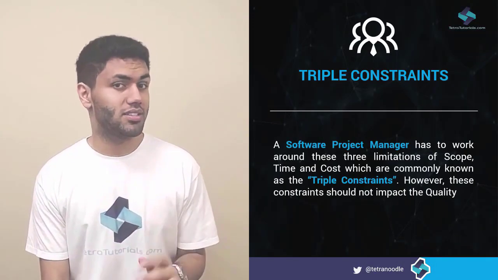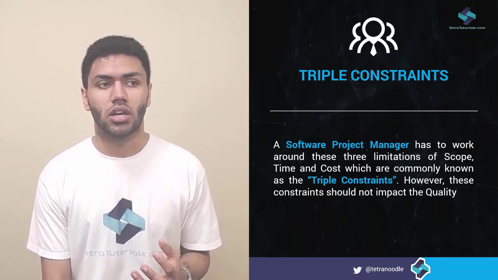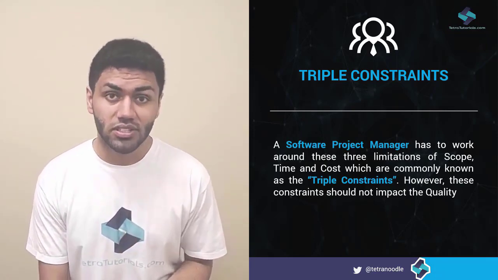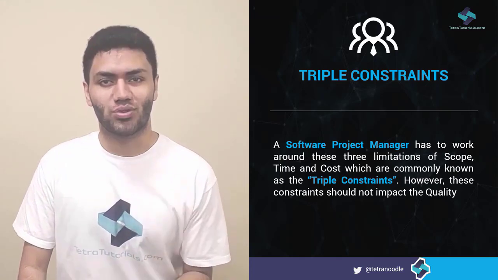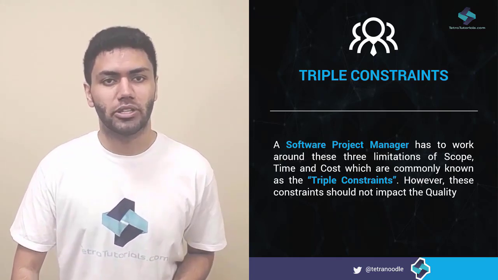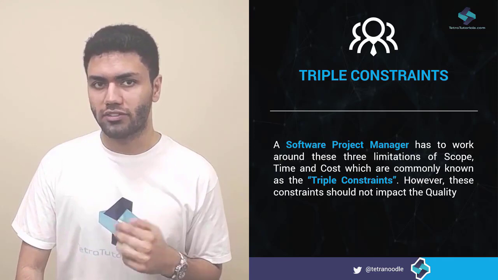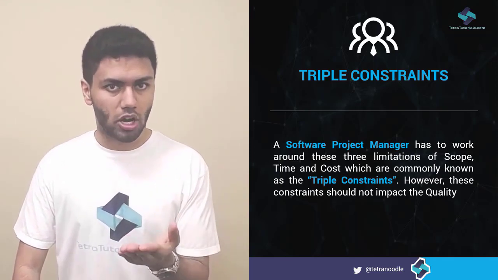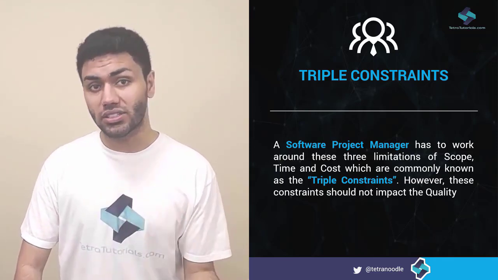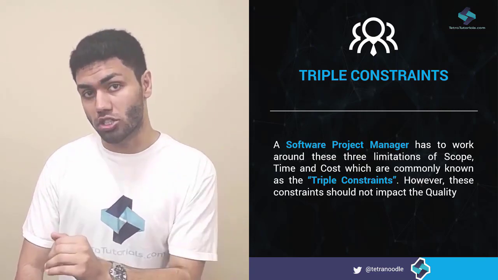Moving on, let's understand the infamous term, the triple constraint in software project management. The overall quality of the project depends on the scope of the project, the time needed to execute the entire project, and the cost of the project.